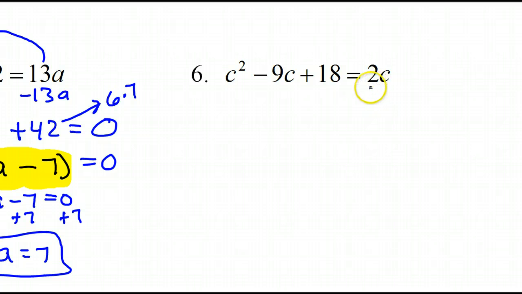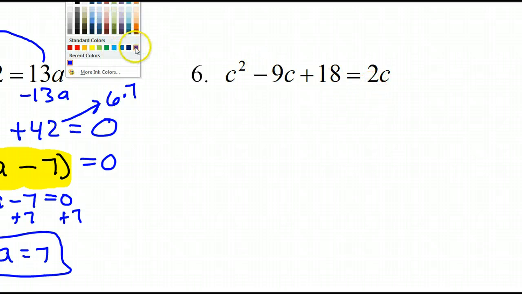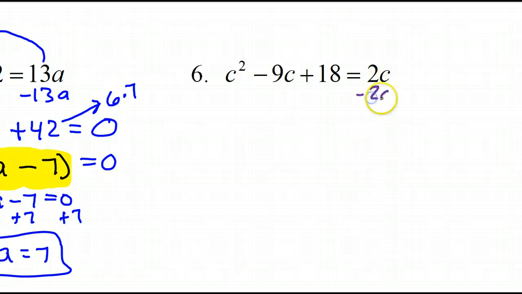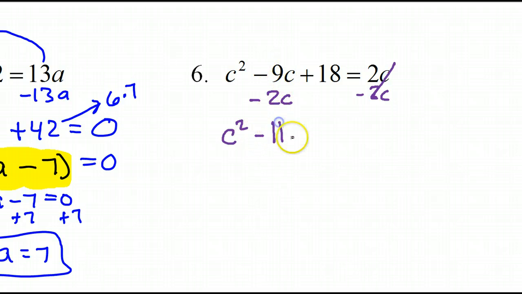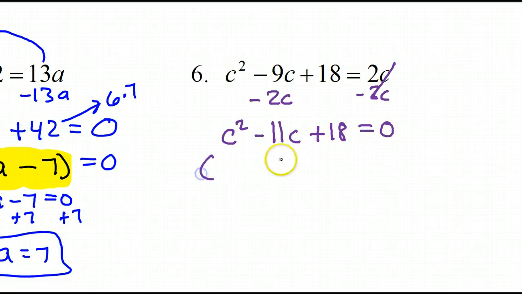Back to work. Let's subtract 2c from both sides. We need 0 over here. So minus 2c, minus 2c. Notice how I line these up. These are going to be gone. So that's going to give me c squared minus, now putting these together, 11c plus 18 equals 0. So we will go ahead and factor this.